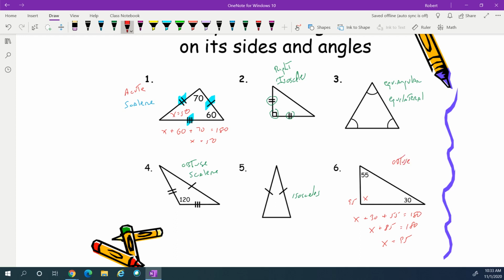I know a lot of us are going to look at that and say, oh, it looks like a right triangle, and it looks it, but we can't see that it's 95 versus 90. So we have to do the work, and we find out it's obtuse. We could also say it's scalene, because if all three angles are different, then all three sides are different. So we have an obtuse scalene.